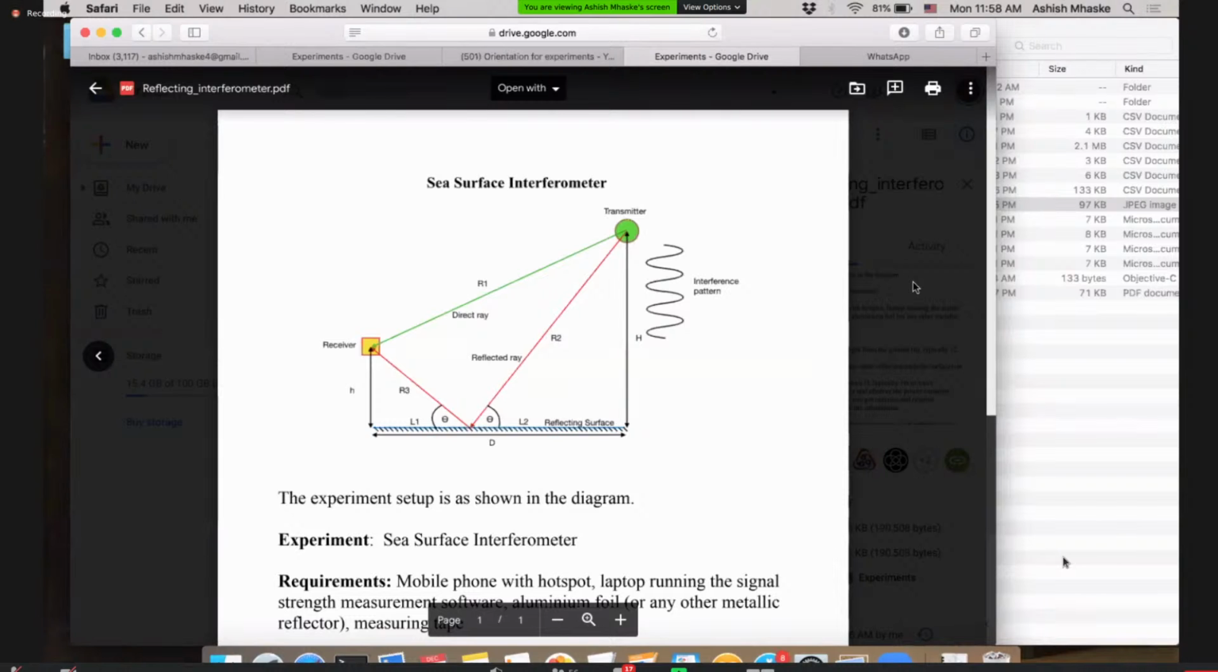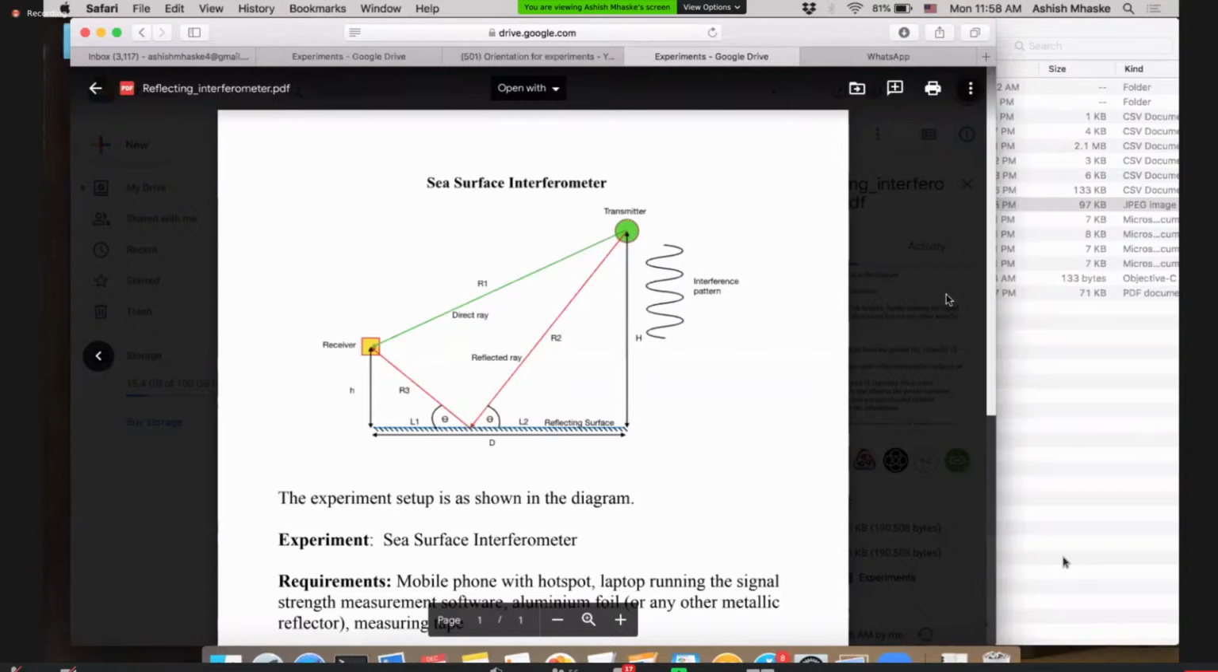And of course, you will have to understand and analyze that in terms of the extra path traveled, including the phase difference that will come because of the reflection in this particular case with respect to the direct path. And that will decide how constructively or destructively the two signals will interfere, and that situation will of course change as a function of height here.